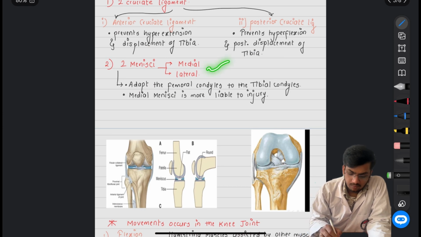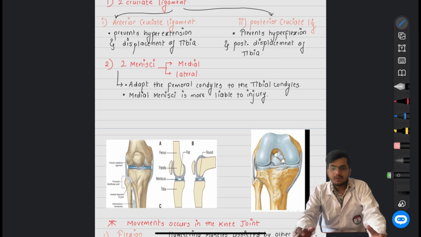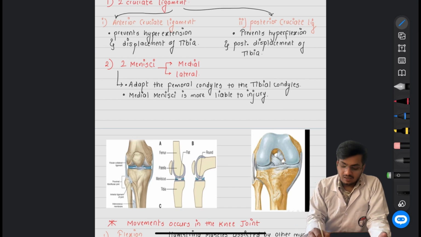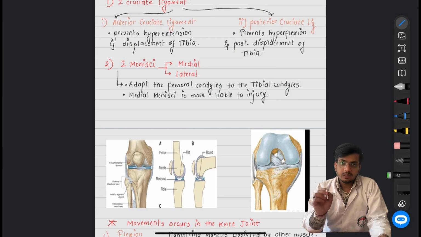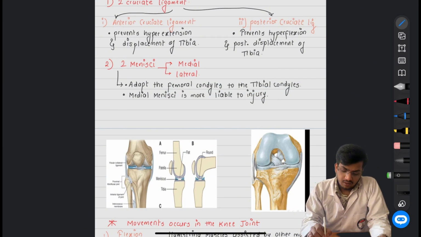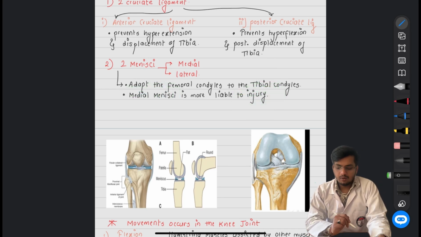Then we have the two menisci: the medial meniscus and the lateral meniscus. These menisci adapt the femoral condyles to the tibial condyles, and the medial meniscus is more liable to injury.